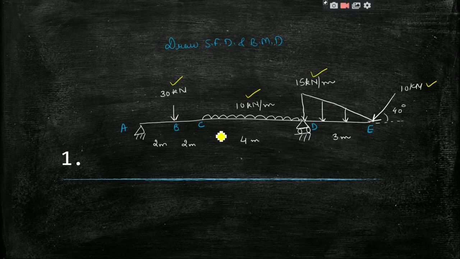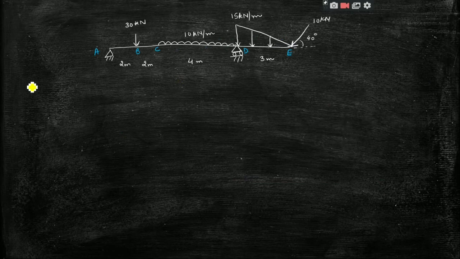The first step for calculating the shear forces is determination of reactions at the various supports. So in this beam we will have these reactions VA and VD, right? Here we will have another reaction HA also, because this is a hinge support. So the first step is to calculate these reactions.